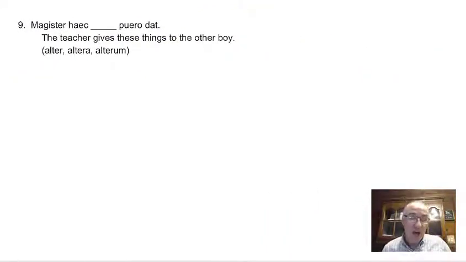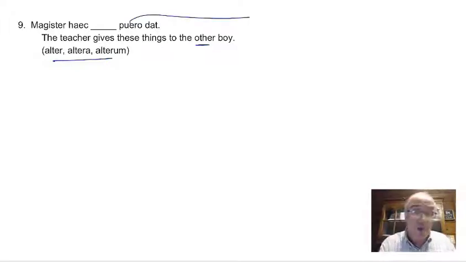Number 9, magister, haec. The teacher gives these things to the other boy. And so we have to find the word for other, alter, but what is boy? We need to know. In other words, these are all adjectives, and we need to understand the word these adjectives are modifying before we jump right in. Puero, no surprise with the verb, dat. The verbs of giving, showing, or telling often take the indirect object, which is the dative case, dative, singular, masculine. So we need the dative, singular, masculine of this adjective here.